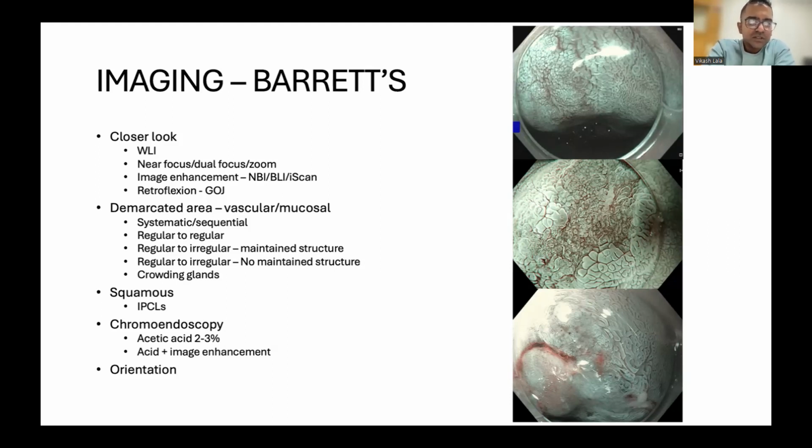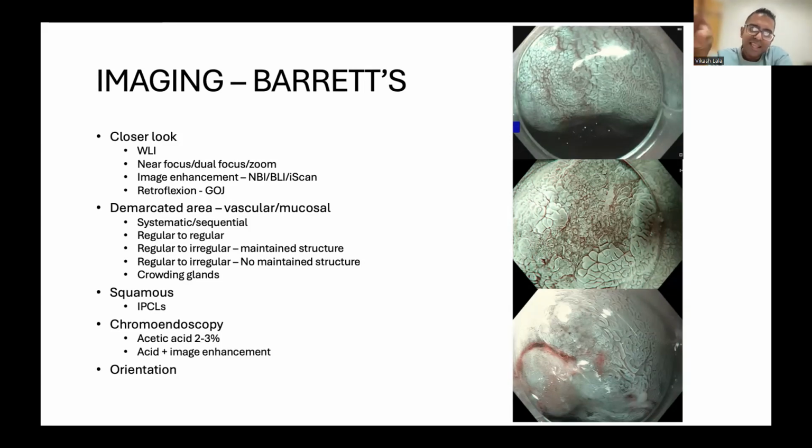When you're taking a closer look, what you really want to look for is a demarcated area. This is a concept that I've mentioned many times with regards to colonic polyps, gastric imaging, all sorts of imaging, and sometimes it confuses people. But the definition of a demarcated area is simply one area that looks different to another. That's all it is. So pattern on the one side, and there's a different pattern on the other side.